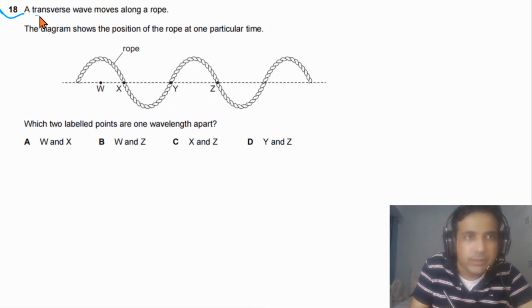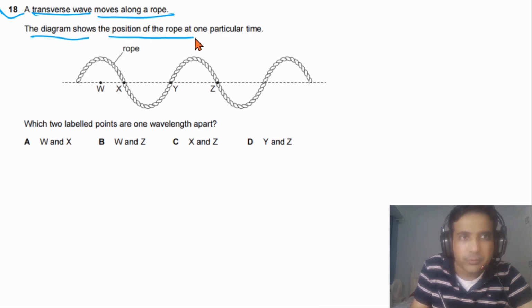Question 18 says a transverse wave moves along a rope. The diagram shows the positions of the rope at one particular time.